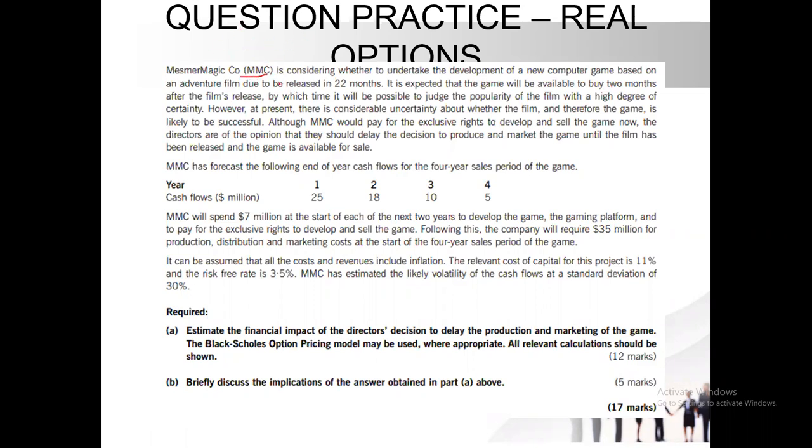MMC is considering whether to undertake development of a computer game based on a film due to be released in 2 months. Now look at this: this film will be released in 2 months from now. What do we want to do? We want to develop a computer game. It is expected that the game will be available to buy 2 months after the film's release, by which time the popularity of the film can be judged with a high degree of certainty.